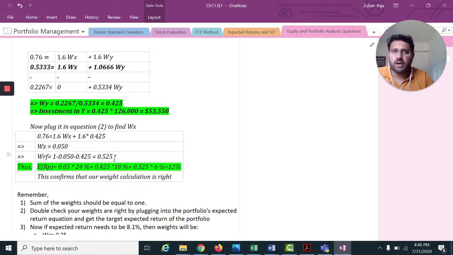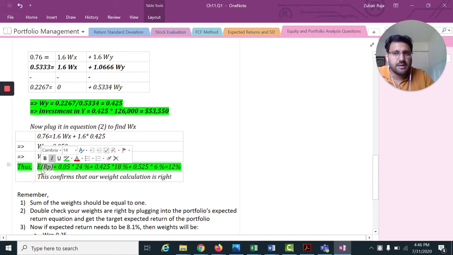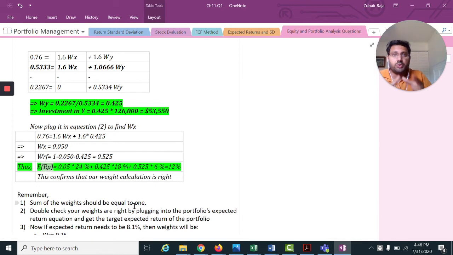Now always double check your answer, whether all these weights which you have calculated are correct or not. You can simply do it by plugging these weights in the expected return equation of the portfolio. So what was the target expected return of the portfolio? That was 12%. And what is the expected return of a portfolio? It is the weighted average of the expected return of the individual assets present inside the portfolio.